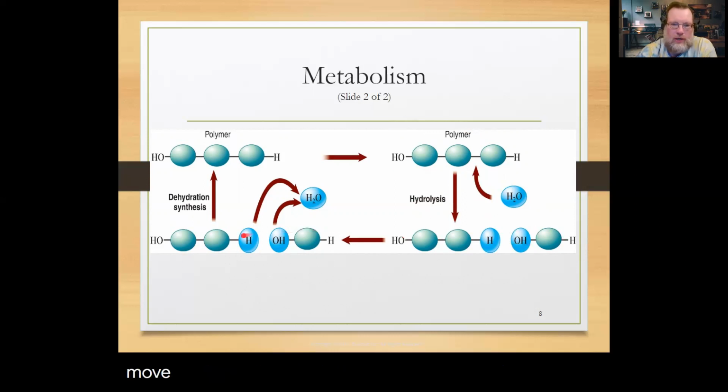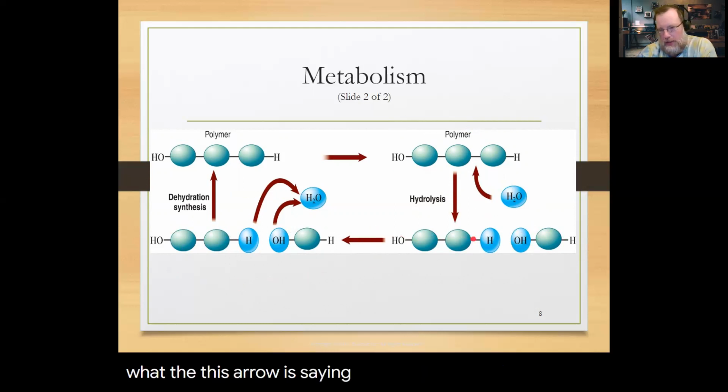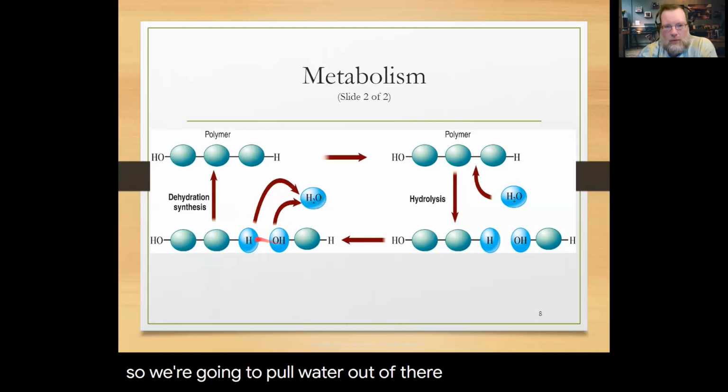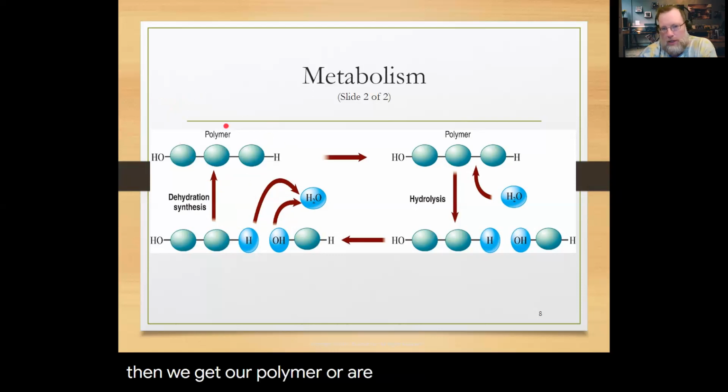Now when we move over here, we take these same two chunks. That's what this arrow is saying. We're taking these two items and moving them over here. This time we're going to take the hydrogen and the OH group over here. We're going to break those bonds apart, and we're going to dehydrate. So we're going to pull water out of there. What that does is it frees up this spot. So this molecule can join up over here, and then we get our polymer, or our large molecule.